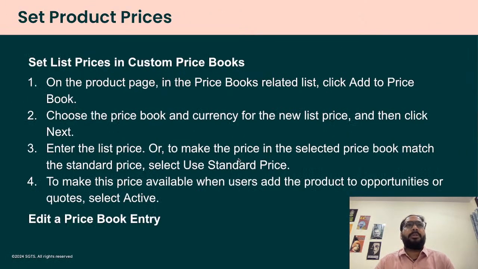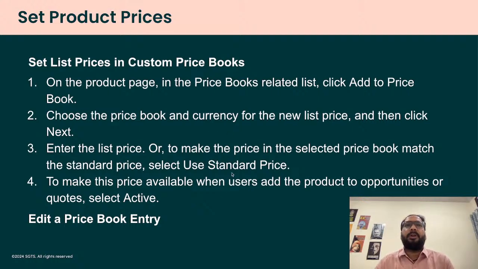Okay, moving forward. So you need to set list price in the custom price book that we already did. On the product page, in the price book related list, click add to price book, choose the price book and currency for the new list price, and then click next. Enter the list price, or to make the price in the selected price book match the standard price, use the standard price. To make this price available when users add the products to an opportunity, you need to select active. And you can anytime edit a price book entry also. You can modify the price, whatever you have provided.